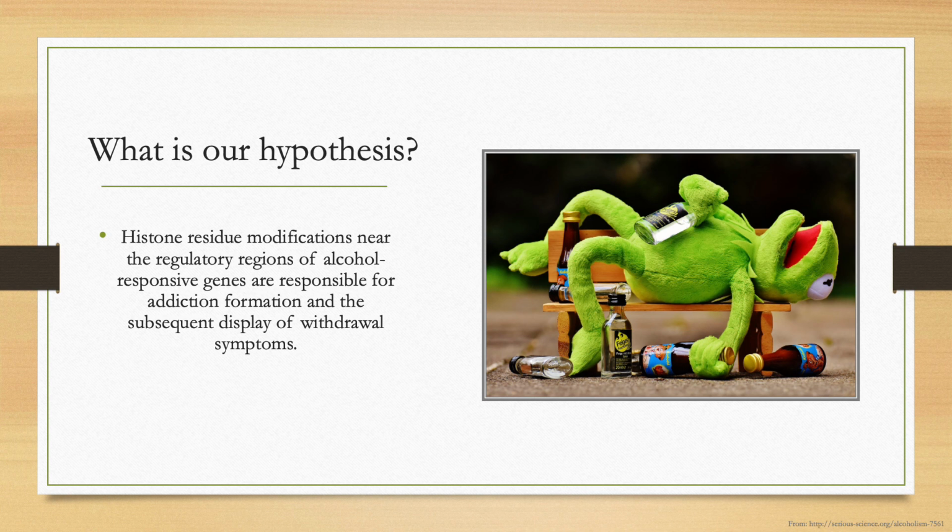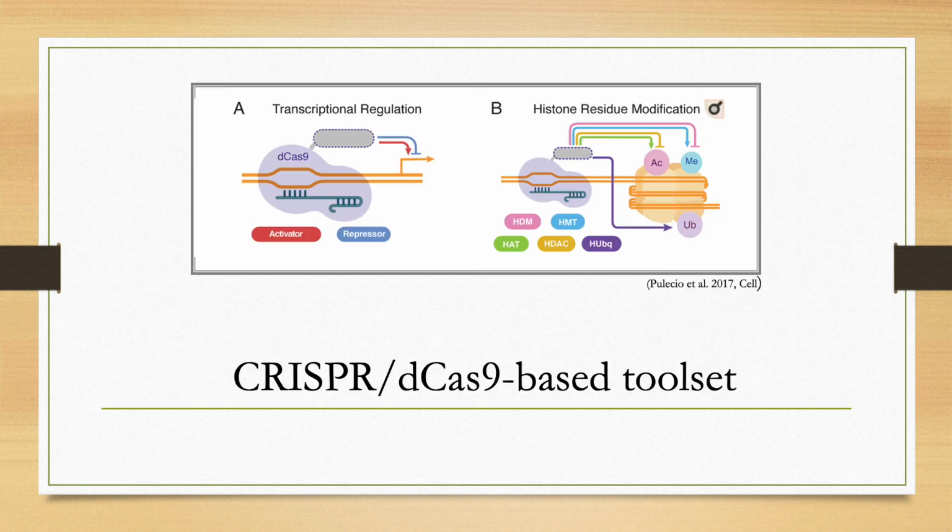We hypothesize that histone residue modifications near the regulatory regions of alcohol-responsive genes are responsible for addiction formation and the subsequent display of withdrawal symptoms. Our approach for testing this hypothesis will be by way of a CRISPR dCas9-based toolset.